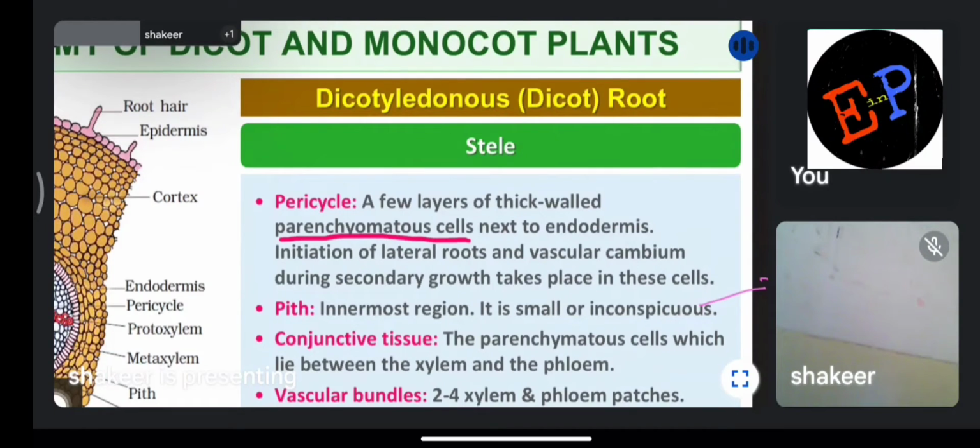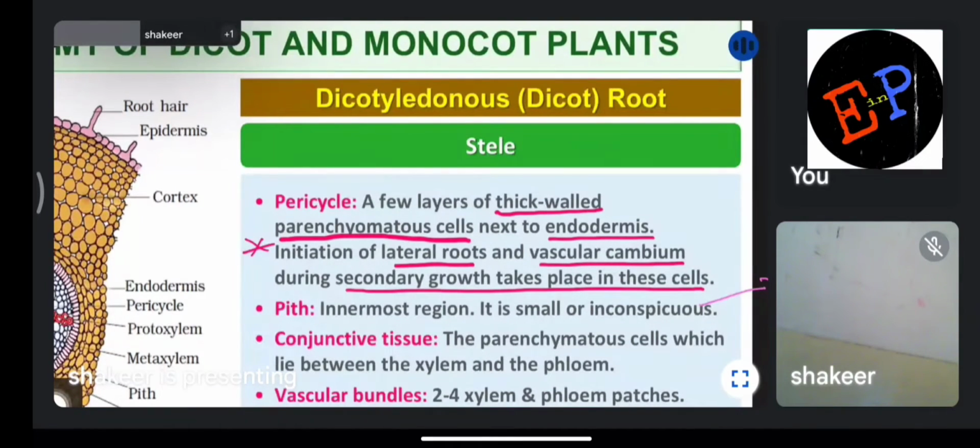Clear? So pericycle is made up of what? Thick walled parenchymatous cells next to endodermis. It means immediately inside the endodermis you will find pericycle. So initiation of lateral roots and vascular cambium during secondary growth takes place in these cells, which is a very important point.